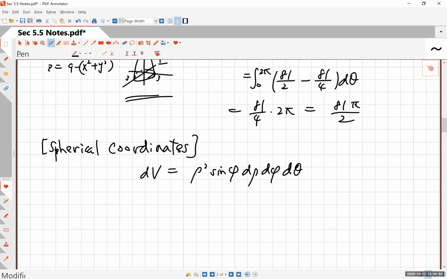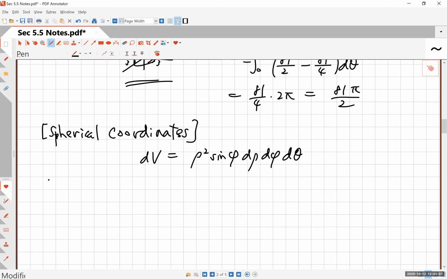And you should memorize this rhythmically. So you can say rho squared sine phi d rho d phi d theta, rho squared sine phi d rho d phi d theta. Okay, that's good enough. So that is what dV is, and you will be using that pretty much every time you have triple integrals in spherical coordinates, right?